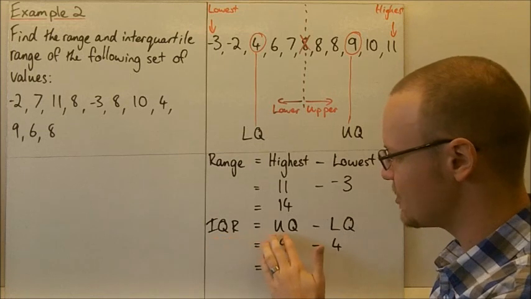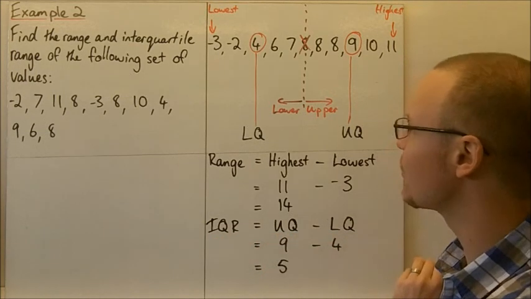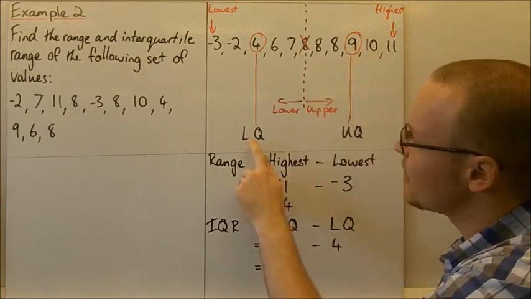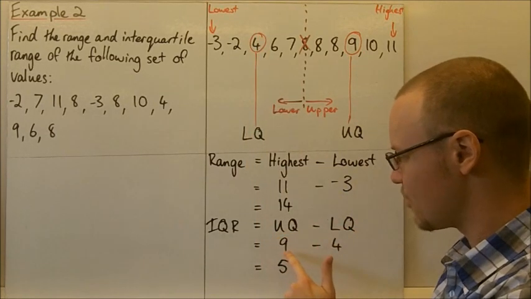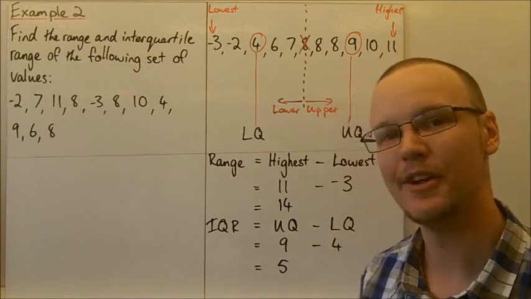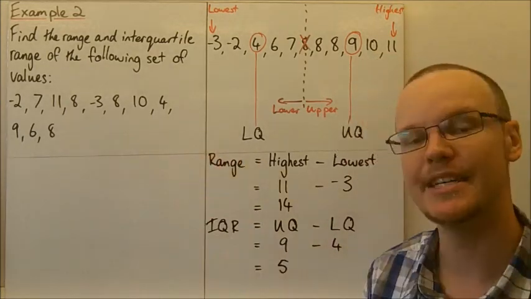The interquartile range is going to be the upper quartile minus the lower quartile. And the upper quartile is 9, the lower quartile is 4. So the upper quartile minus the lower quartile, 9 minus 4 is 5. The interquartile range for our set of data here is 5.